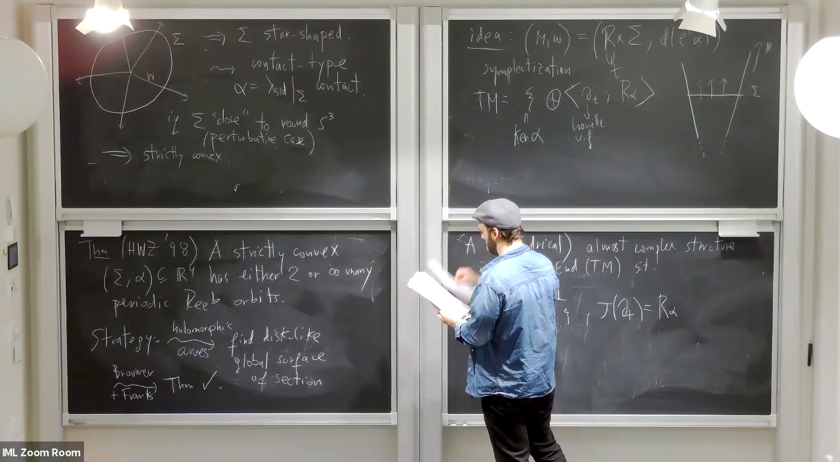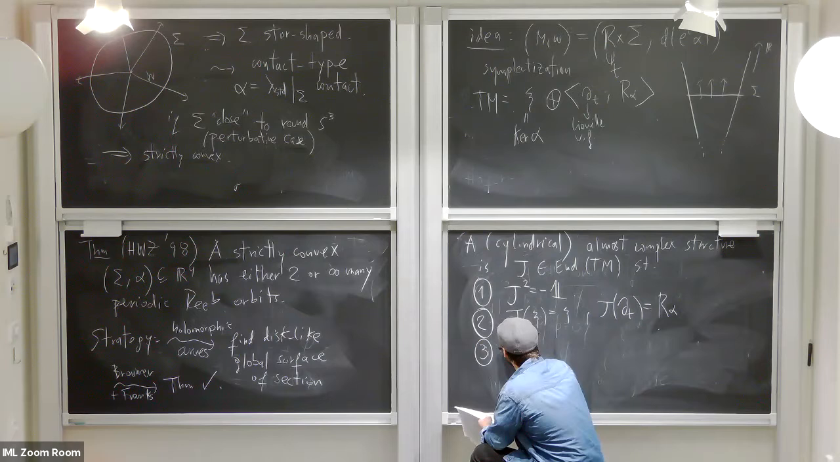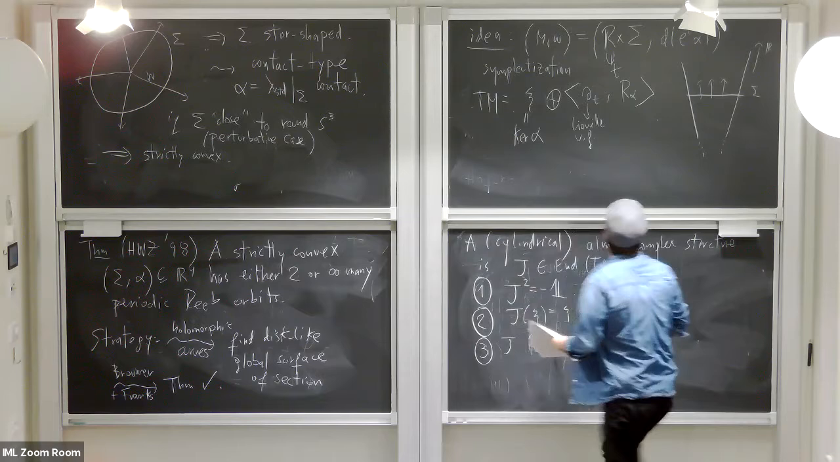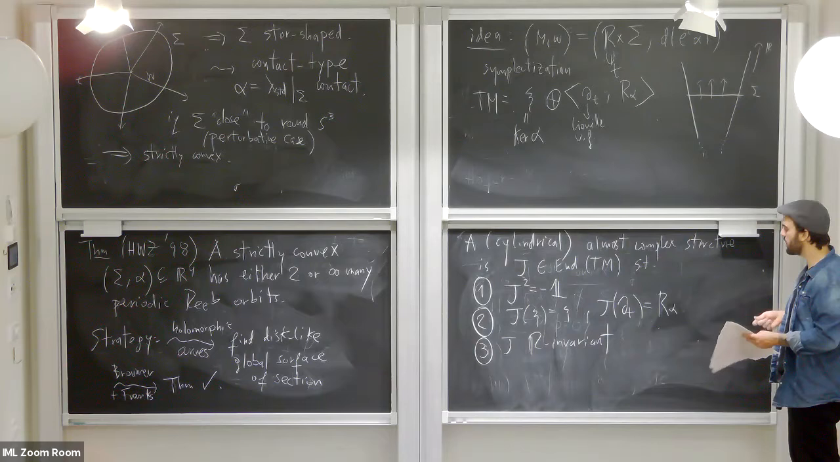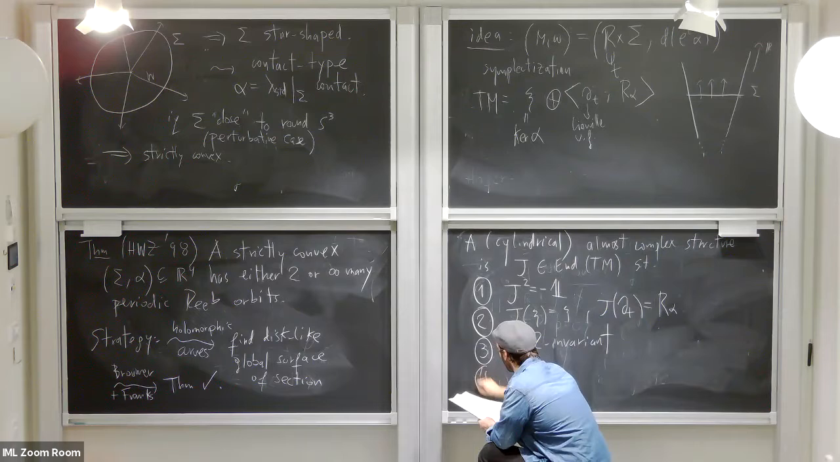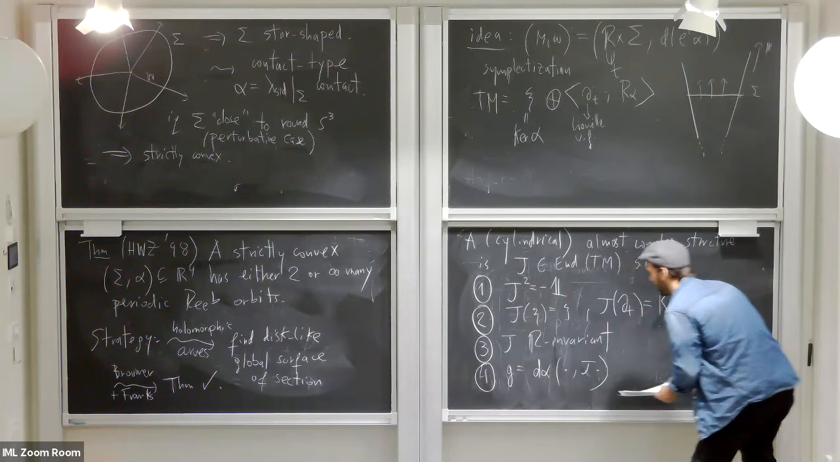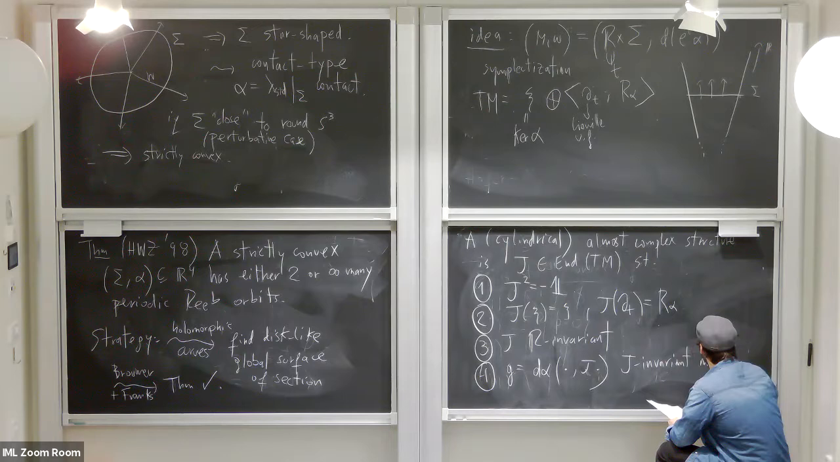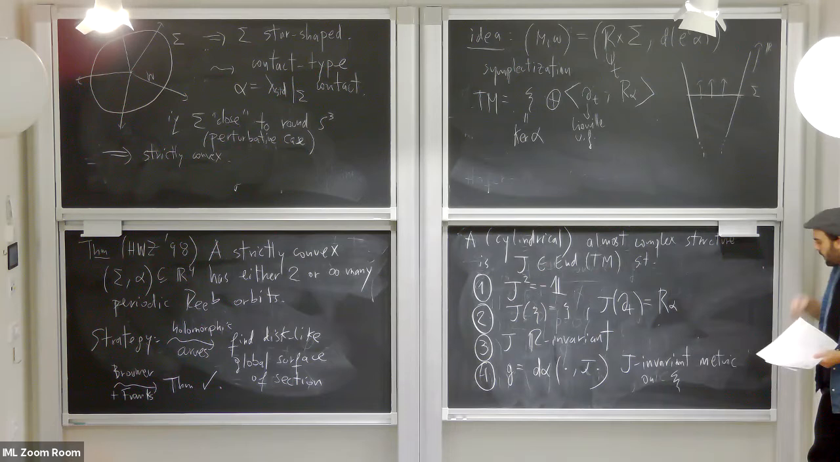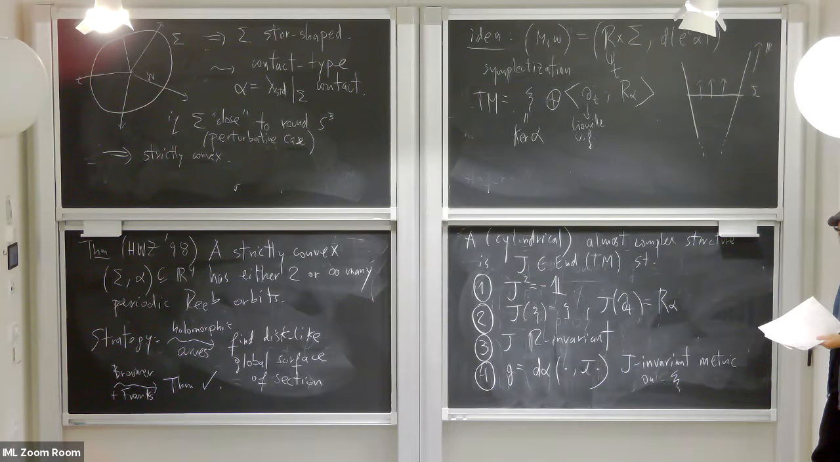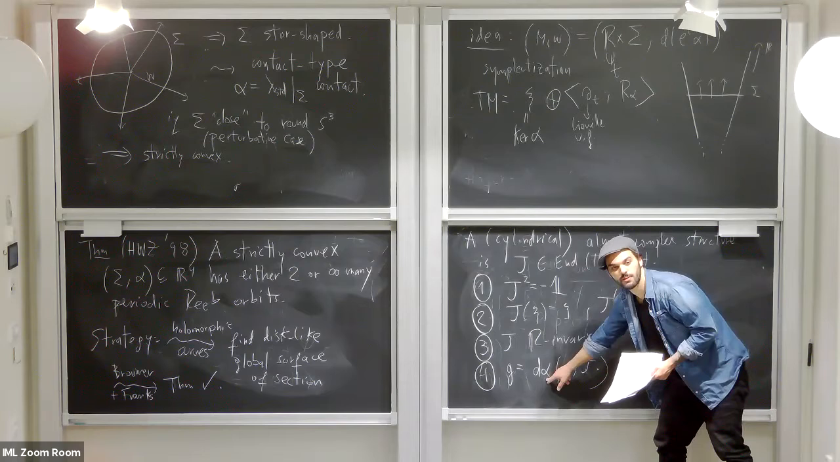The third condition is that J should be R-invariant. Here in the symplectization we have the R coordinate, so we can always translate in the R direction, and I'm asking that J is invariant under this action of R. The fourth condition is that if I pair my contact form alpha with J in the following way, this should be a J-invariant metric on the contact distribution. So J is supposed to be compatible with the symplectic form given by d alpha restricted to xi. This gives me a Riemannian metric. In other words, the complex structure is very nicely adapted to the symplectic structure, and it gives me back a Riemannian structure.